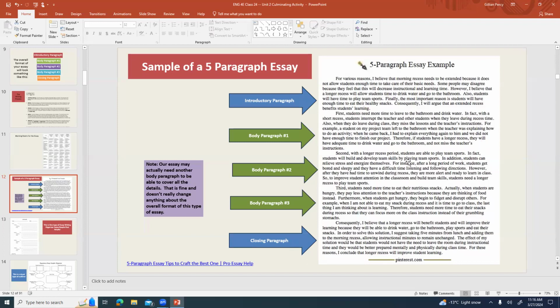So then she moves on to her second point, that with a longer recess period, students are able to play team sports. And then she goes into why she thinks that is important. In fact, students will build and develop team skills by playing team sports. In addition, students can relieve stress and energize themselves. For instance, after a long period of work, students get bored and sleepy and they have a difficult time listening and following directions. However, after they've had time to unwind during recess, they are more alert and ready to learn in class. So, to improve student attention in the classroom and build team skills, students need a longer recess to play team sports.